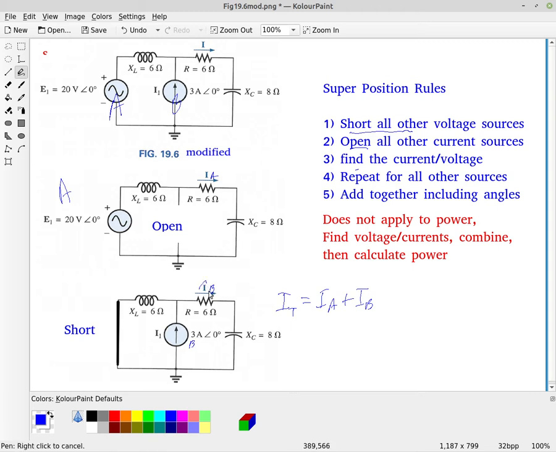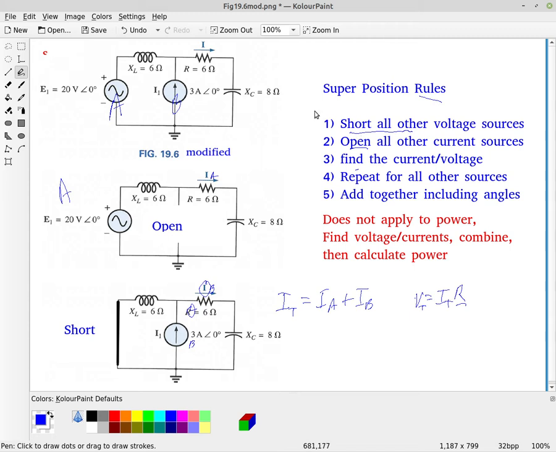If you find this current and you have the impedance, in this case the resistance, then Ohm's law is going to tell us that the total voltage would be the total current times the impedance, which for just that resistor would just be R. So that would be Ohm's law, and we can find that. But let me just review the rules one more time here.